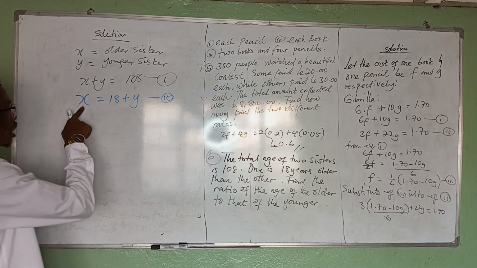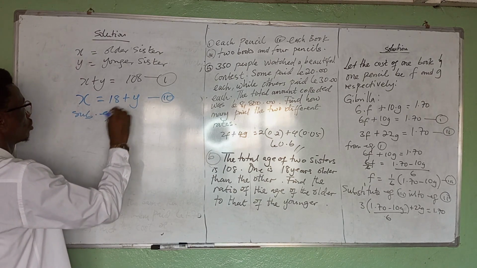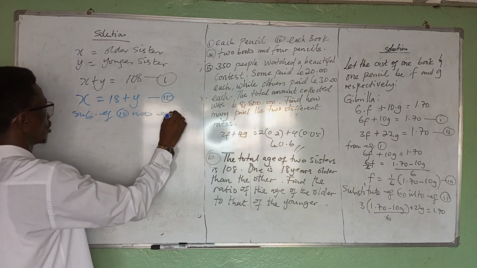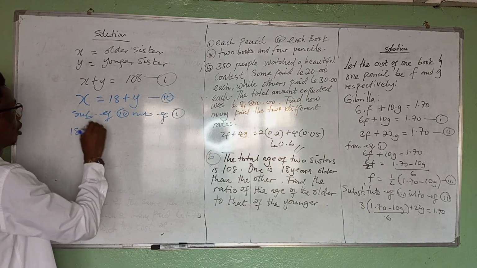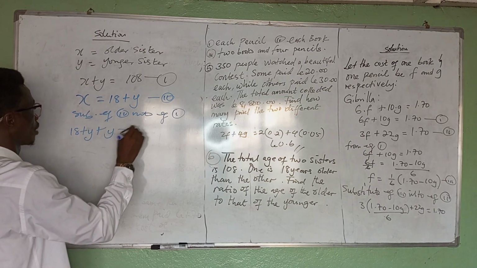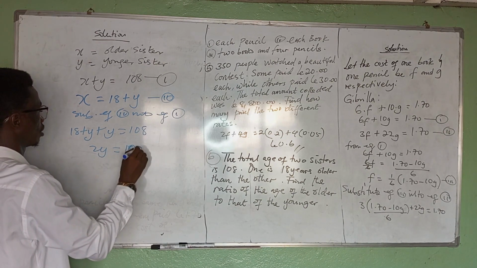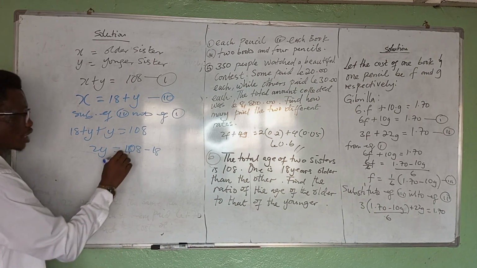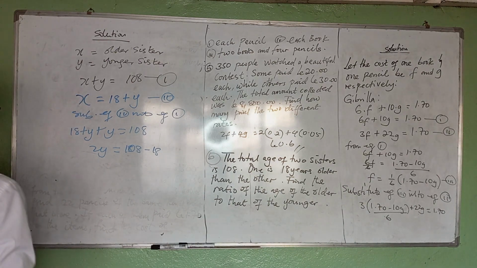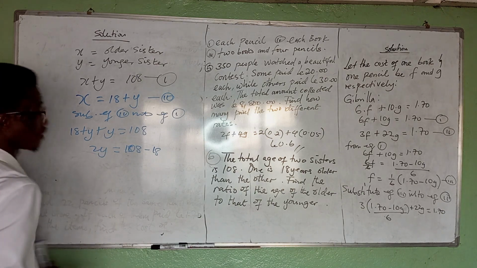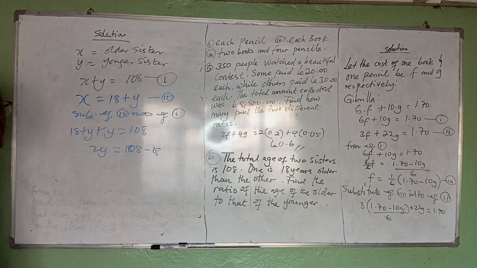From this, you already have x. So you just substitute equation 2 into equation 1. Wherever you see x, you put 18 plus y, plus this y, equals 108. So this becomes 2y equals 108 minus 18. Do that, you are going to have 90. Yes, I'm sure. Divide, and you're going to have 45 for y. So for x, you add 45 to 18, and you get your answer.